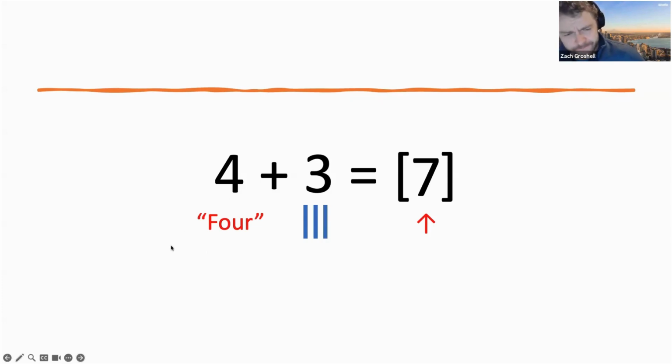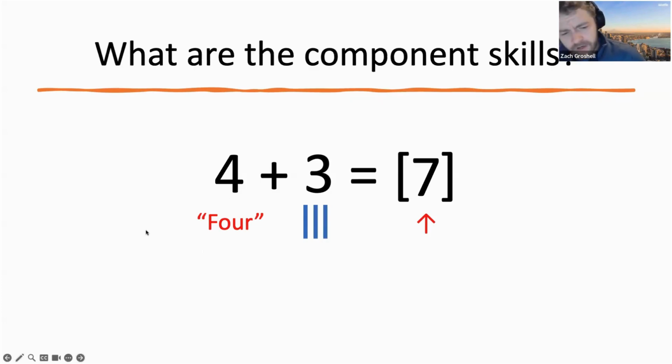Real quickly, what are all of the component skills that go into this? What are all the things a child needs to know to be able to do this skill, which, by the way, takes like 30 or 40 lessons to teach in kindergarten if you coordinate all the parts and you take your time with all of the different components? What are all of the different parts to this math problem?